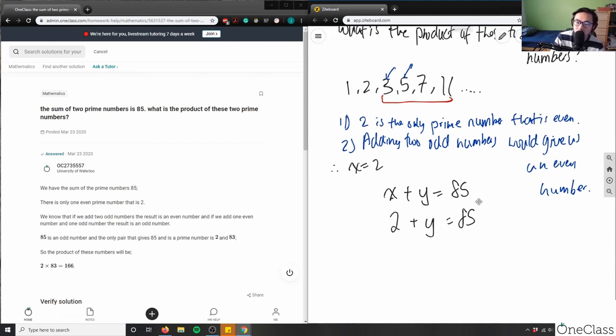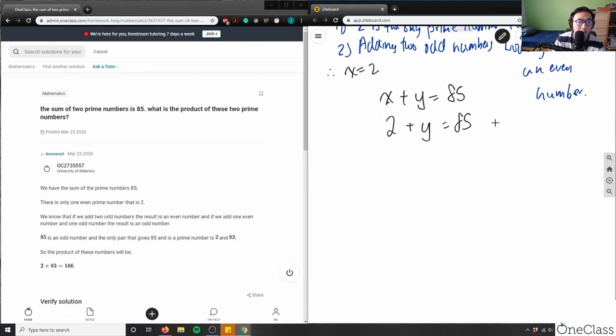So 2 plus y equals 85. Now I only need to solve for one variable. I can move 2 to the other side and say that y equals 85 minus 2, subtracting 2 from both sides. And y would equal 83, which means my two numbers here are 2 and 83.